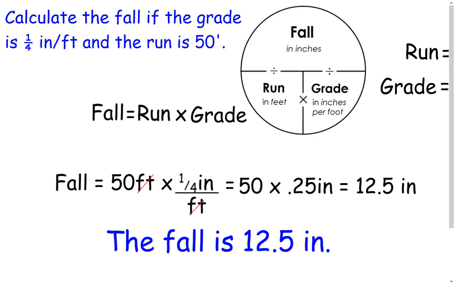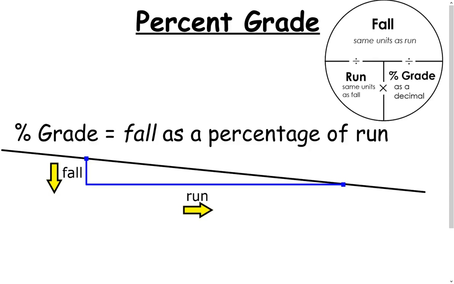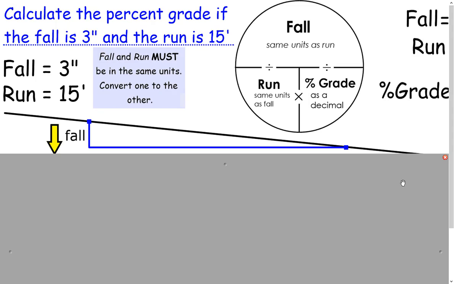Okay, now let's talk about percent grade. Percent grade is pretty much the same as grade, except in this case, fall and run have to be in the same units, so that the units cancel out and you get grade as a percentage. It'll actually come out as a decimal, and if you want the percentage, you can multiply it by 100. So the biggest thing here is make sure that you convert either the fall or the run into the other one's units. And I think it's easier to convert run into inches, because then you can just multiply by 12.